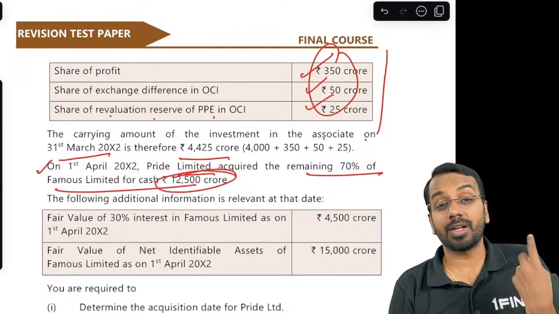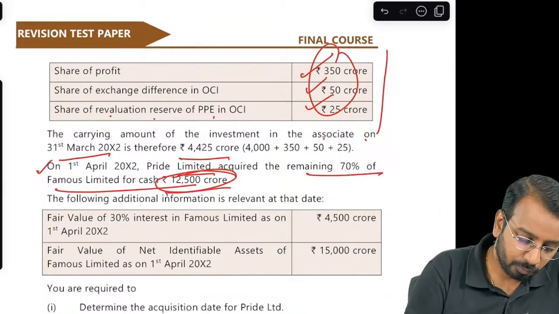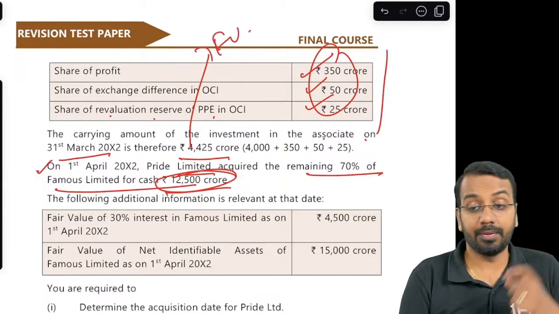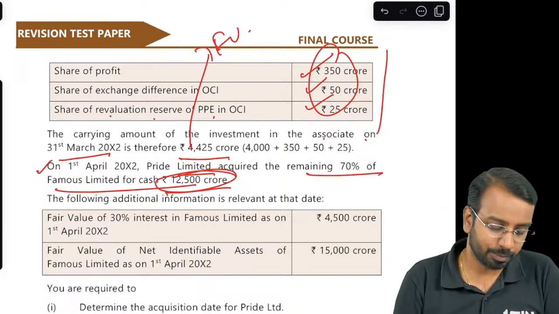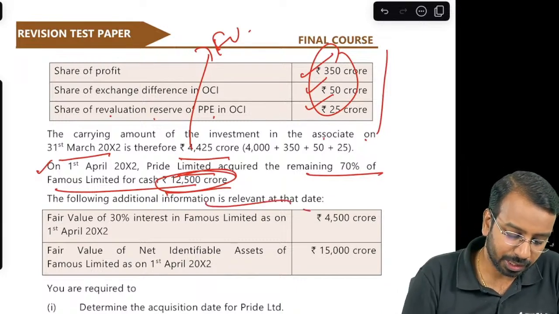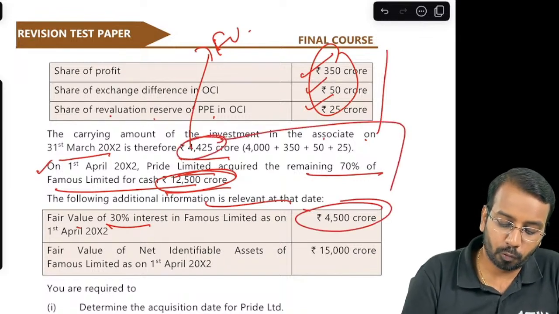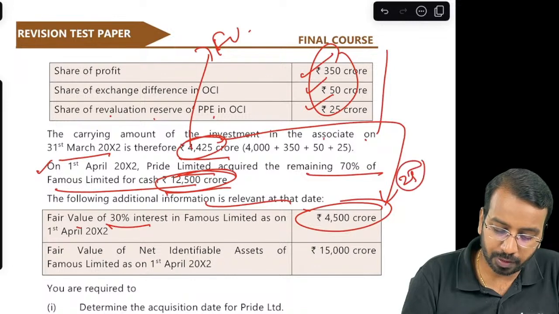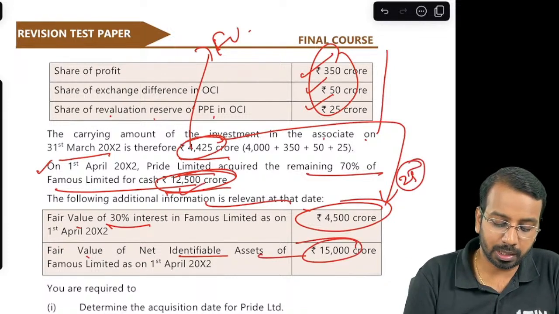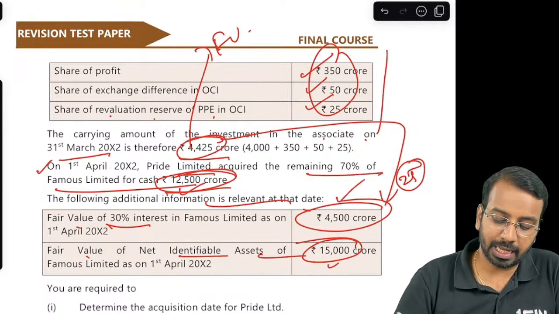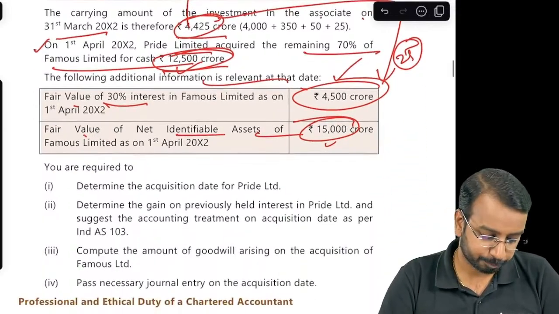Now, when there is a fresh acquisition, what do we do? We will take the existing consideration. We will take the fair value of this investment and then compare that with the fair value of net assets to determine goodwill or bargain purchase. Following additional information is relevant. Fair value of 30% stake 4,500. What is the carrying amount? 4,425. So from 4,425 to 4,500, 75 is the gain. Fair value of net identifiable assets 15,000 crores. So 12,500 plus 4,500, and 15,000 crores relevant for calculation of depreciation.